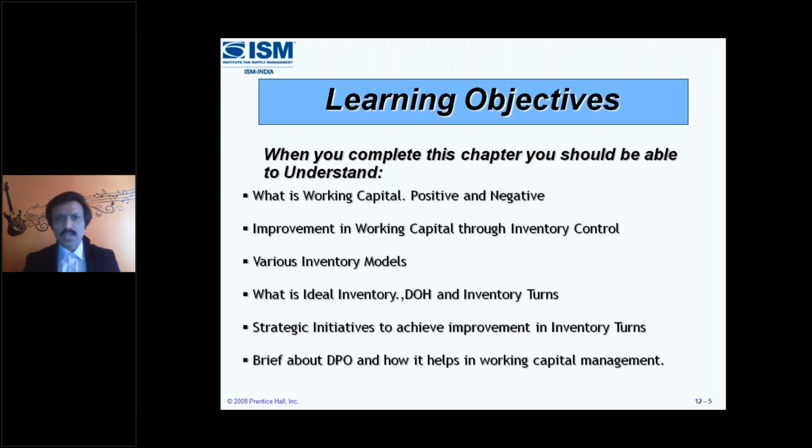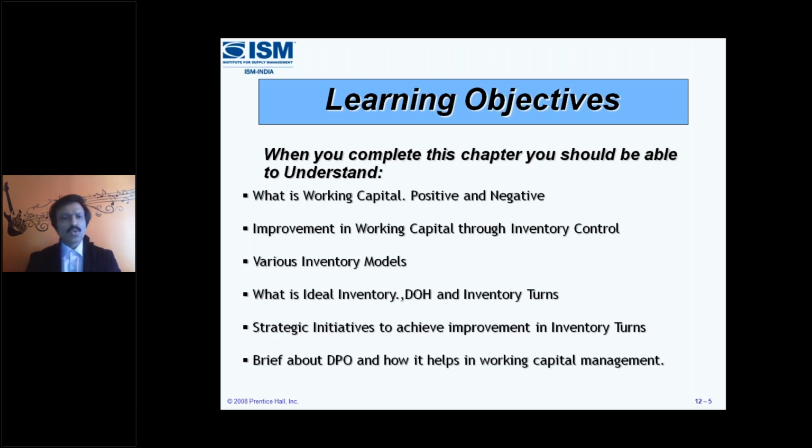Yes, there are other areas also, like gross margin improvement, wherein we play a huge role in controlling the costs. But this area is a little bit broad, like inventory management and DPO management. So I thought, let me share my experiences with you.